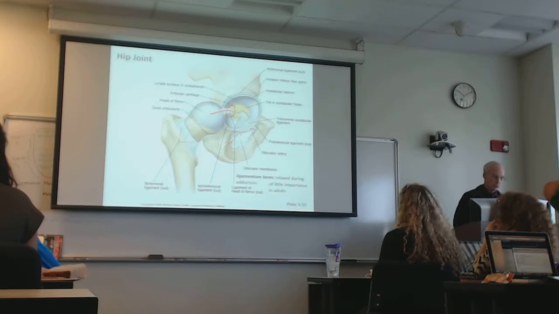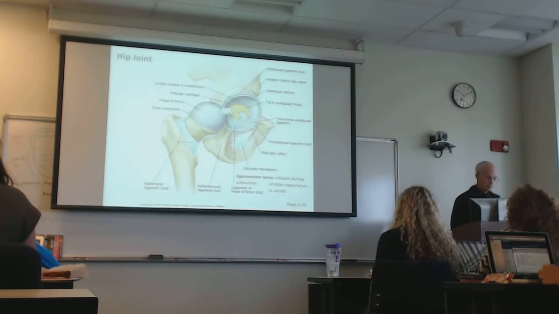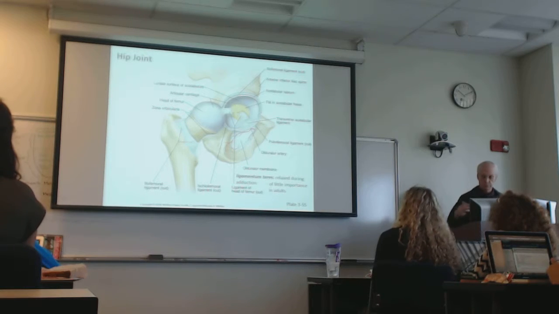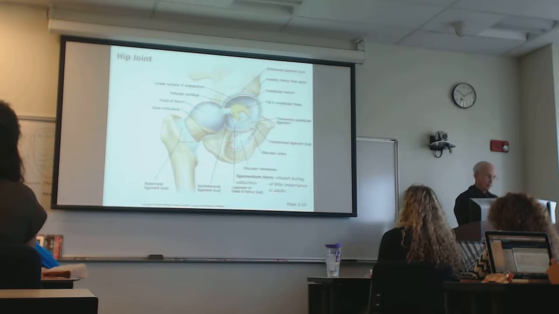So those are the major features. We'll come back to that little ligament in just a moment. Those are the major features on the femoral side. Now remember this depression, this fossa in the hip bone is called the acetabulum.